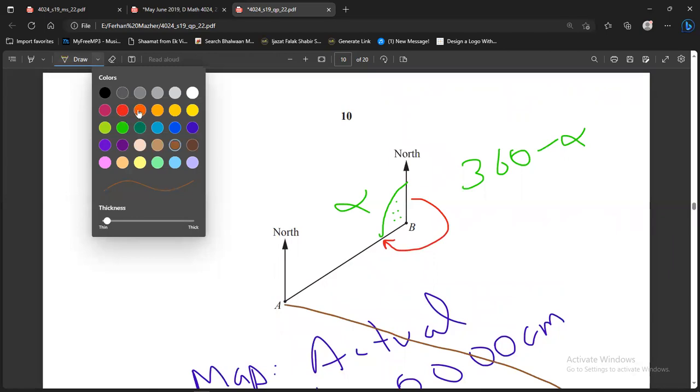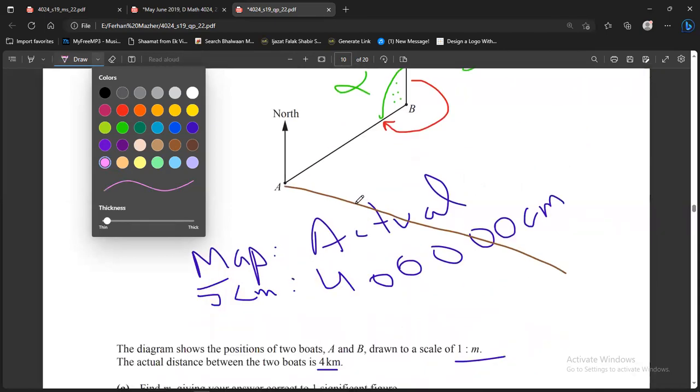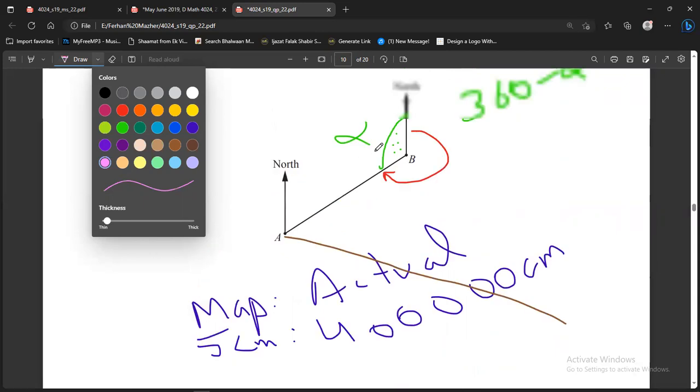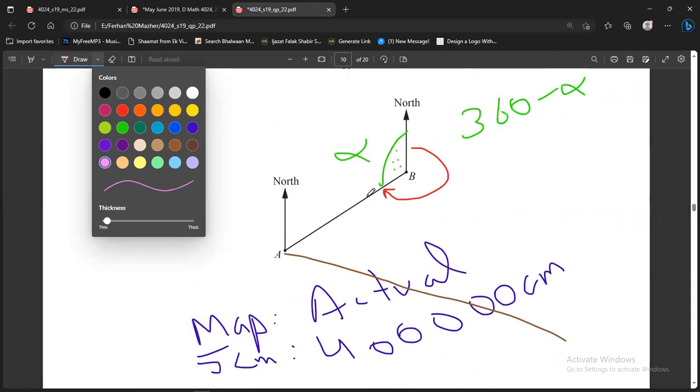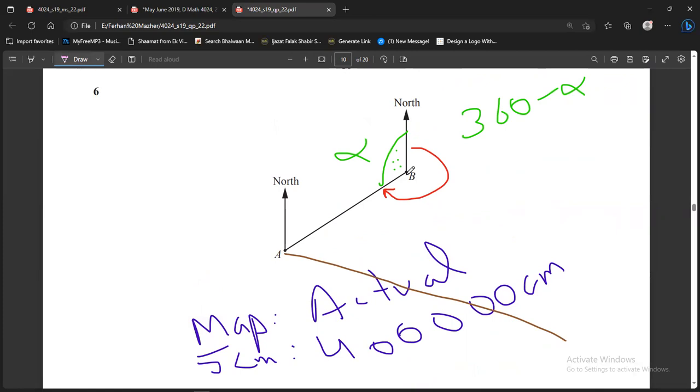And from B, the bearing is 195. So from 360, I will subtract 195. I will measure that angle anti-clockwise from this north, and that will be somewhere here. Okay. So where they will cut each other, that will be the C point. How much is this angle? 120. And how much is this angle? This angle is 195.